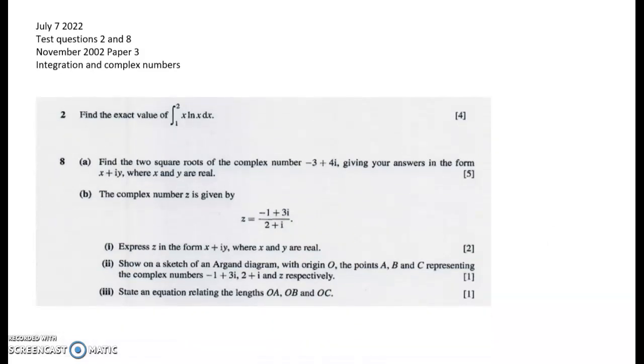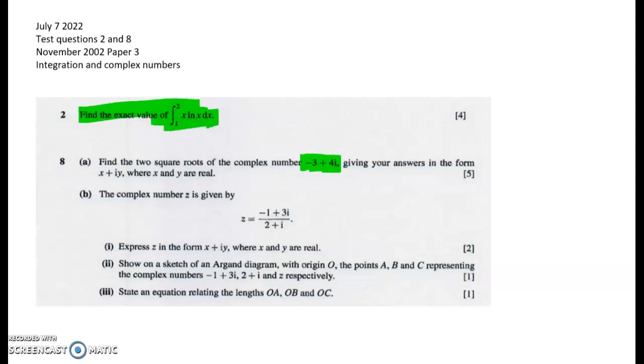The first one is one where we end up using integration by parts, and the second one is a complex numbers one. And one of the complex numbers bits in here is a question that comes up over and over, which is how we find the two square roots of this complex number. And we're going to work in rectangular form for this question. Okay, so let's take a look first at the integration problem.